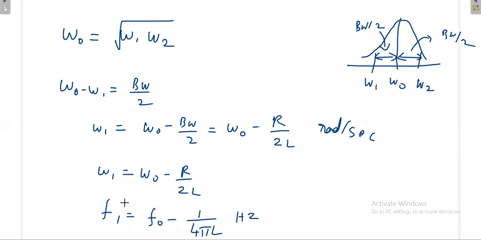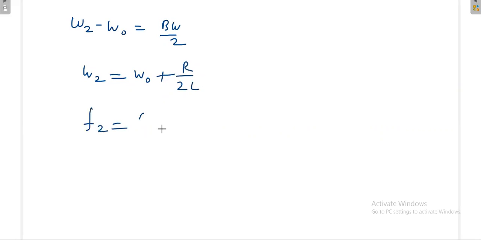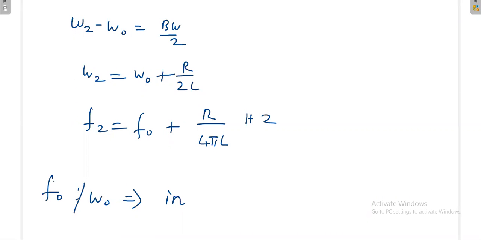Similarly, you can also measure what is f2. That time omega 2 minus omega naught is equal to bandwidth divided by 2. Omega 2 is equal to omega naught plus R divided by 2L. Then f2 is equal to f naught plus R divided by 4 pi L, again in hertz. So one thing is that finally the resonant frequency f naught or omega naught is independent of resistance.